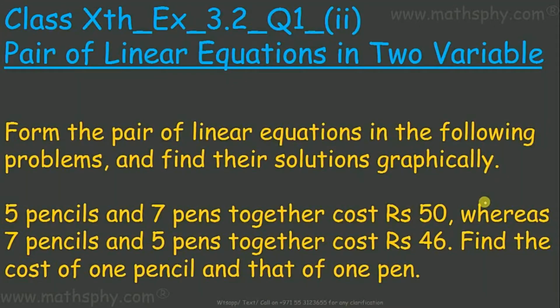Alright. This question says, form the pair of linear equations in the following problems and find their solutions graphically. We have this question which says 5 pencils and 7 pens together cost rupees 40, whereas 7 pencils and 5 pens together cost rupees 46. Find the cost of 1 pencil and that of 1 pen.